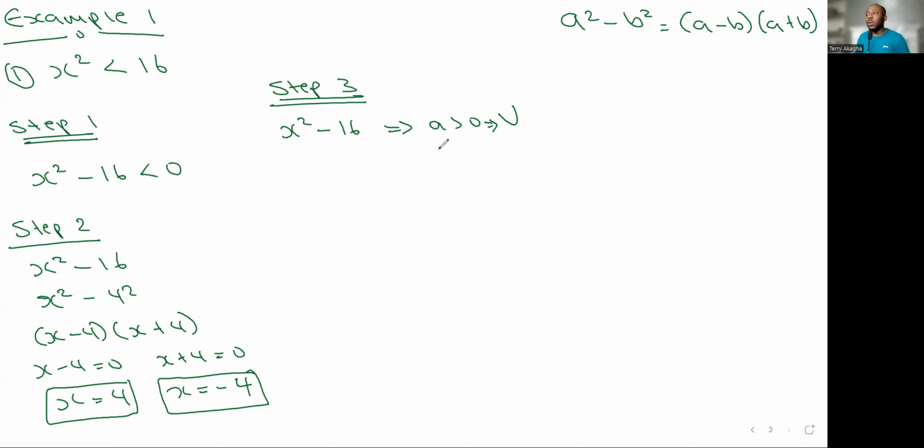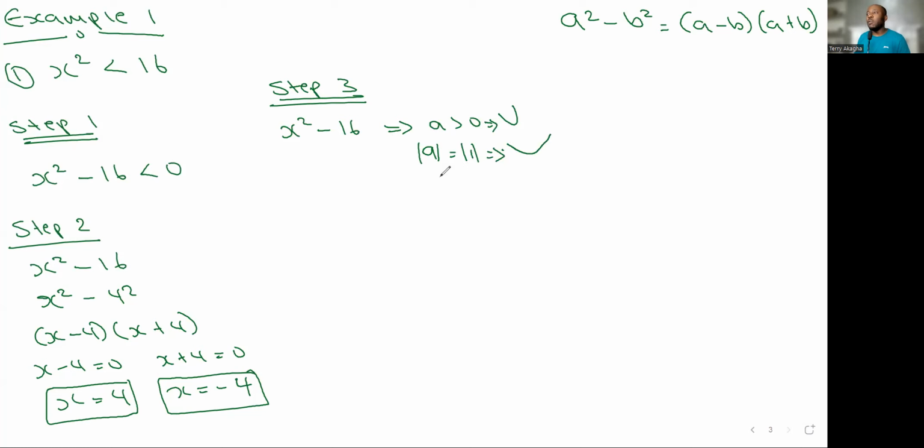The next thing, we need to check the shape. The shape of the graph means that a is 1, okay? The absolute value of a, which is the absolute value of 1, and that will give us a wider graph. So it's going to be like this, wider.